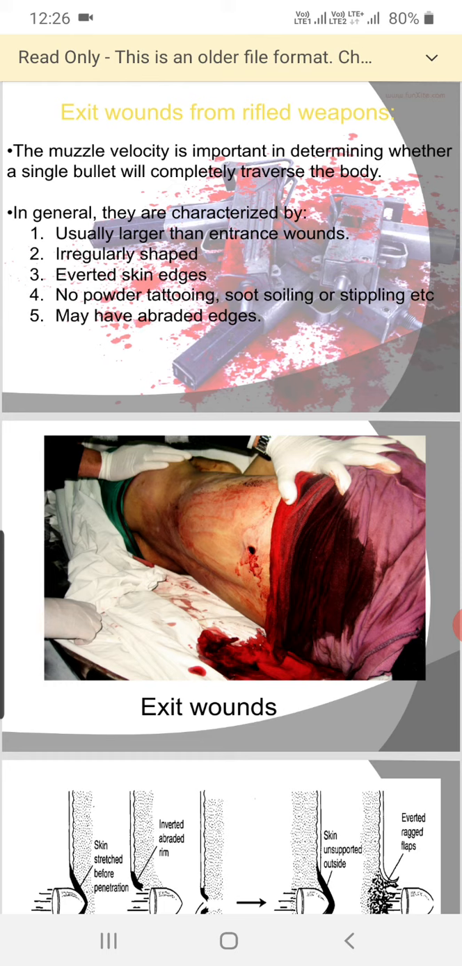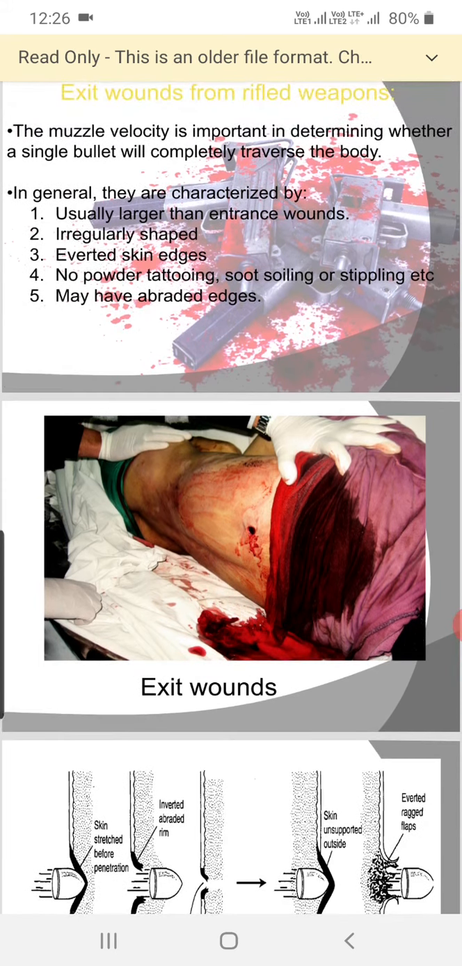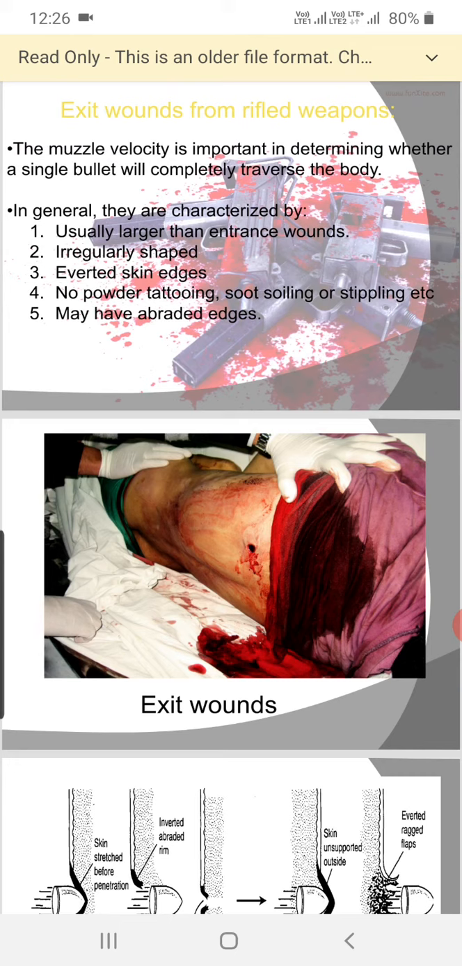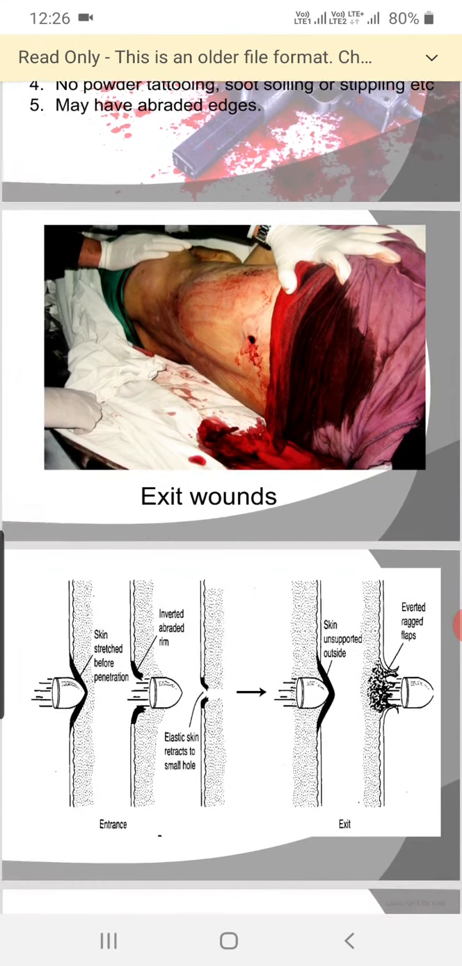In case you want to distinguish between the entrance and the exit wound: in the entrance there will be inversion of edges, and stippling, tattooing or soiling may or may not be present. In the case of an exit wound, there will be an irregular shape and eversion of edges, and tattooing, soiling or stippling will be absent. In the slide, this is the exit wound.